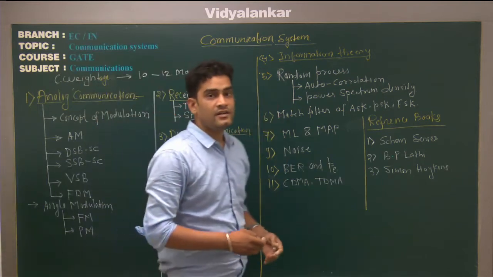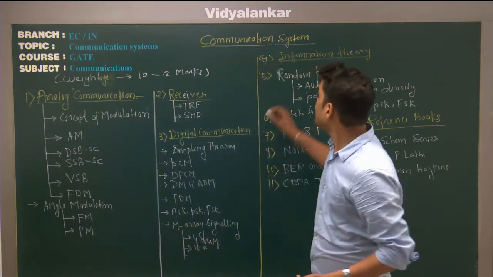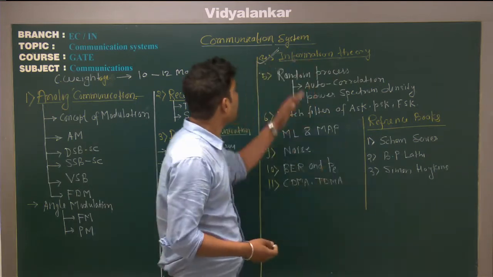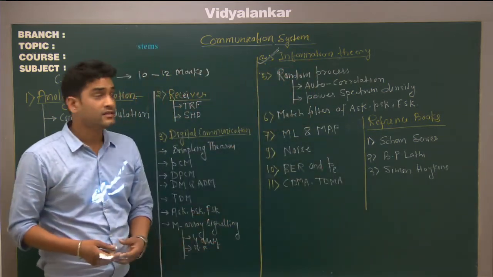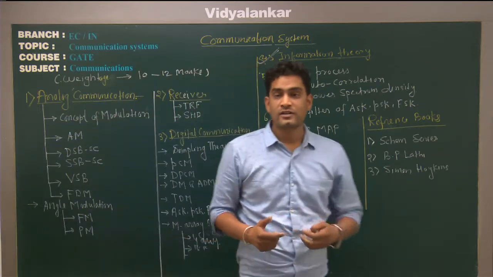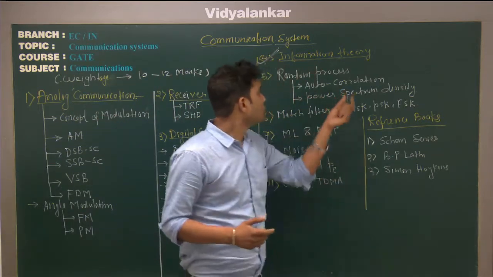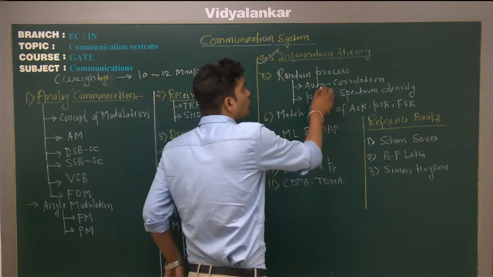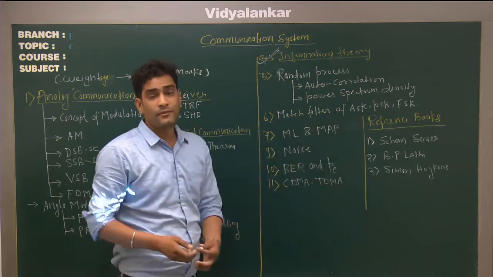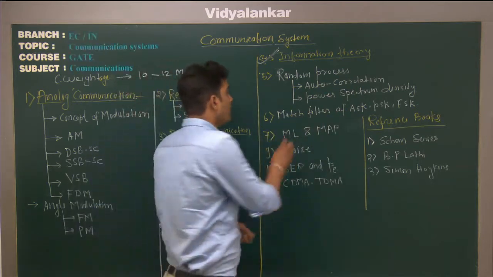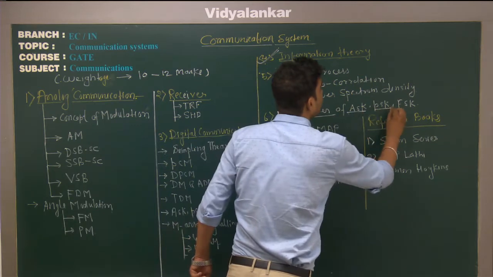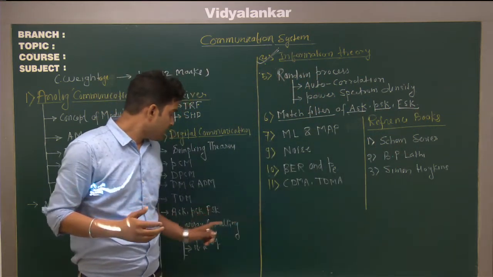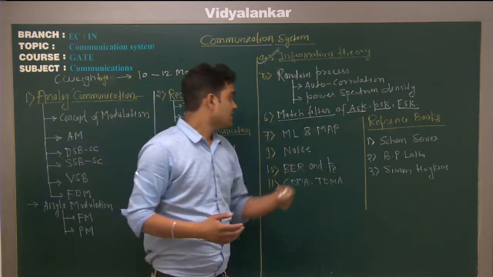And the next chapter is information theory. Information theory is very important for GATE. After information theory, we have to study random processes. What is a random process? Under random processes, we have to study autocorrelation and power spectral density. What is the relation between autocorrelation and power spectral density? After that, we have to study the matched filter for ASK, PSK, and FSK: matched filtering of amplitude shift keying, phase shift keying, and frequency shift keying.